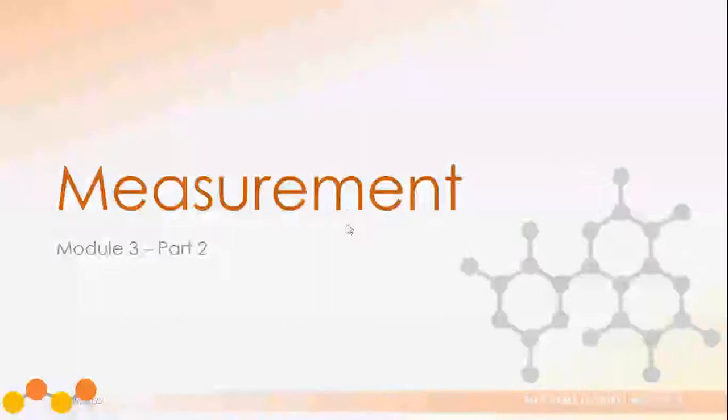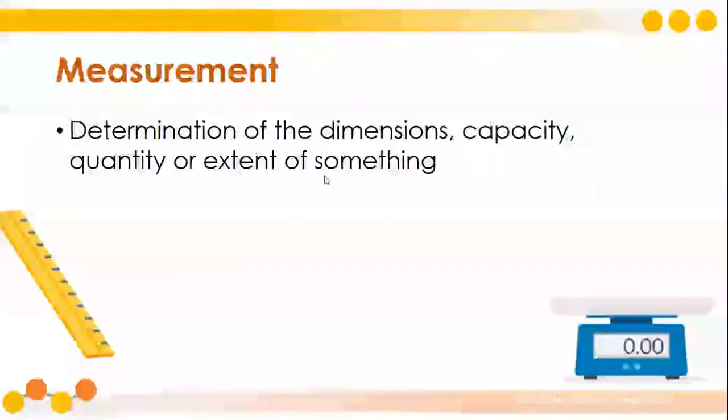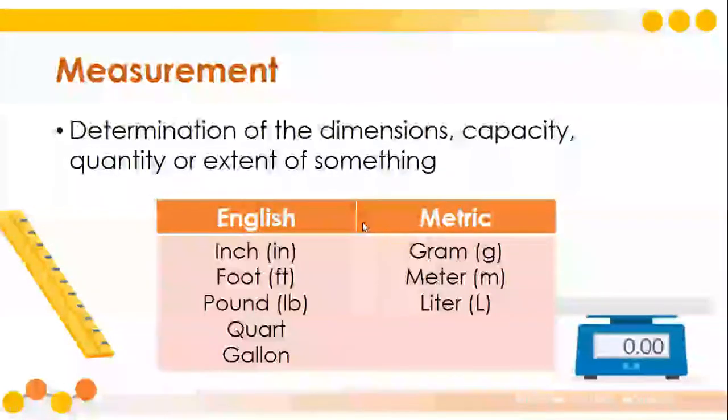Let's start with measurement. When we say measurement, this is the determination of dimensions, capacity, quantity, or extent of something. Here are the common measurements that we use. In the world, the most commonly used measurement systems are the English system and the metric system. In the West, usually they use the English system, but in the Philippines and in chemistry, we use the metric system.